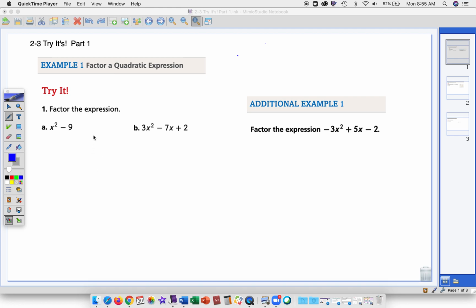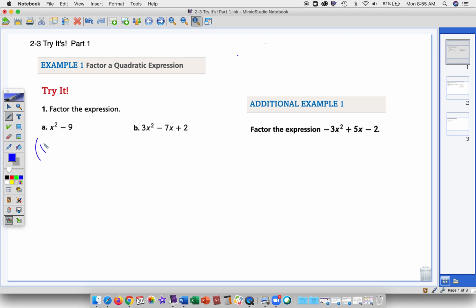So, in our first example, we're asked to factor this expression, x squared minus 9. This is a special type. We call it a difference of squares because both of these terms are perfect squares. X squared is a perfect square, 9 is a perfect square.